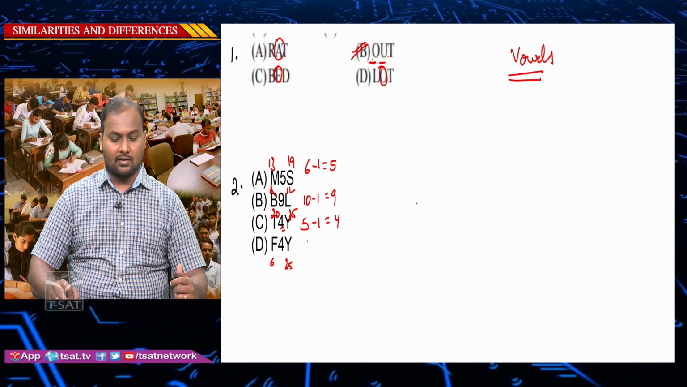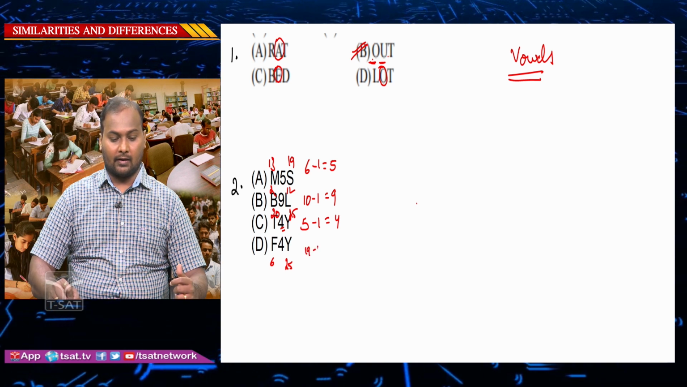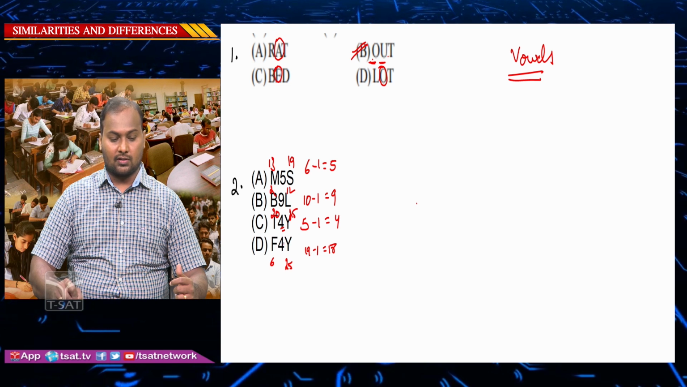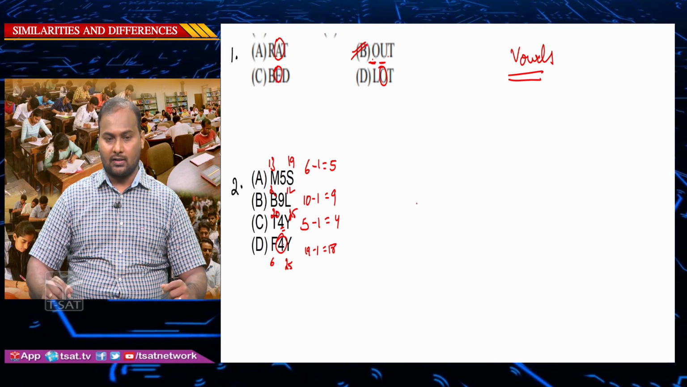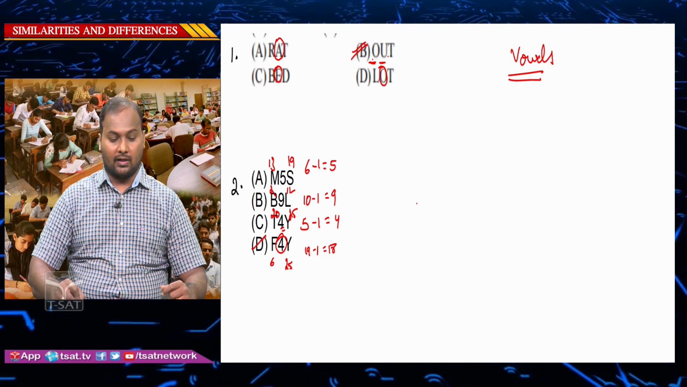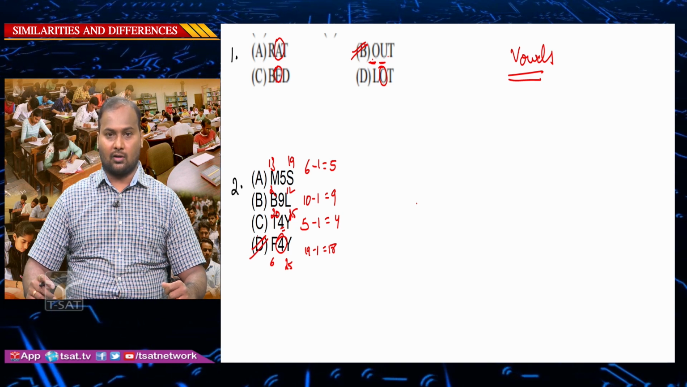If you see the difference here, it is 19. 19 minus 1 should be 18. So the center should be 18, but it is 4. Obviously, option D becomes wrong. So your answer is option D.